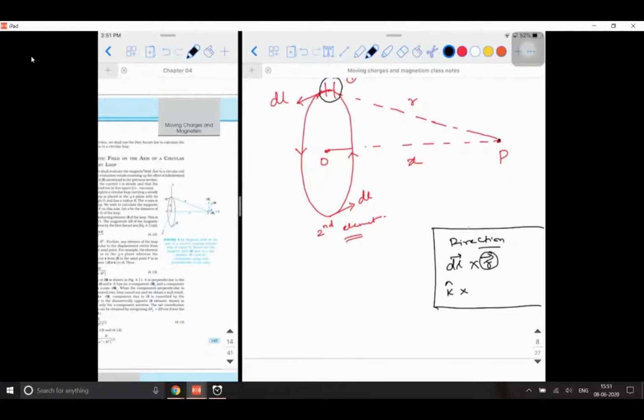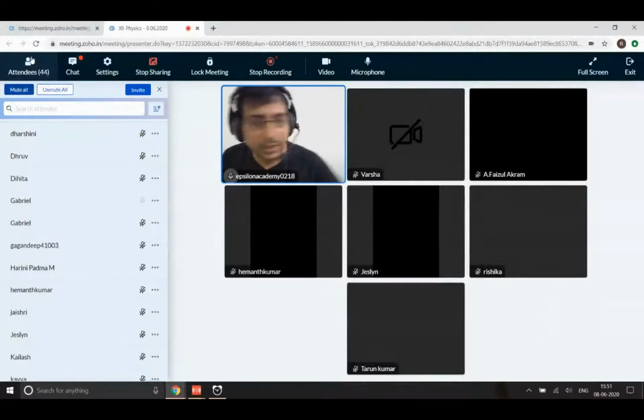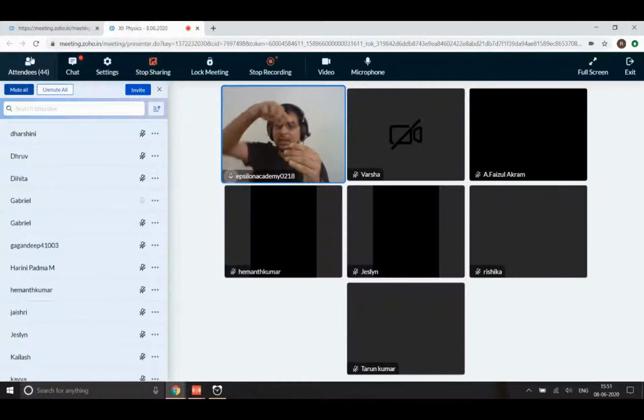When you're doing this r cap, what is r cap? From the current carrying element, there is a point P here. From the current carrying element, the r is like this. So r is going to be in this way. What does it mean? If it is in this way, you need to take the starting point of this as the origin. The current carrying element should be considered as the origin, and then this position vector is going into which quadrant?